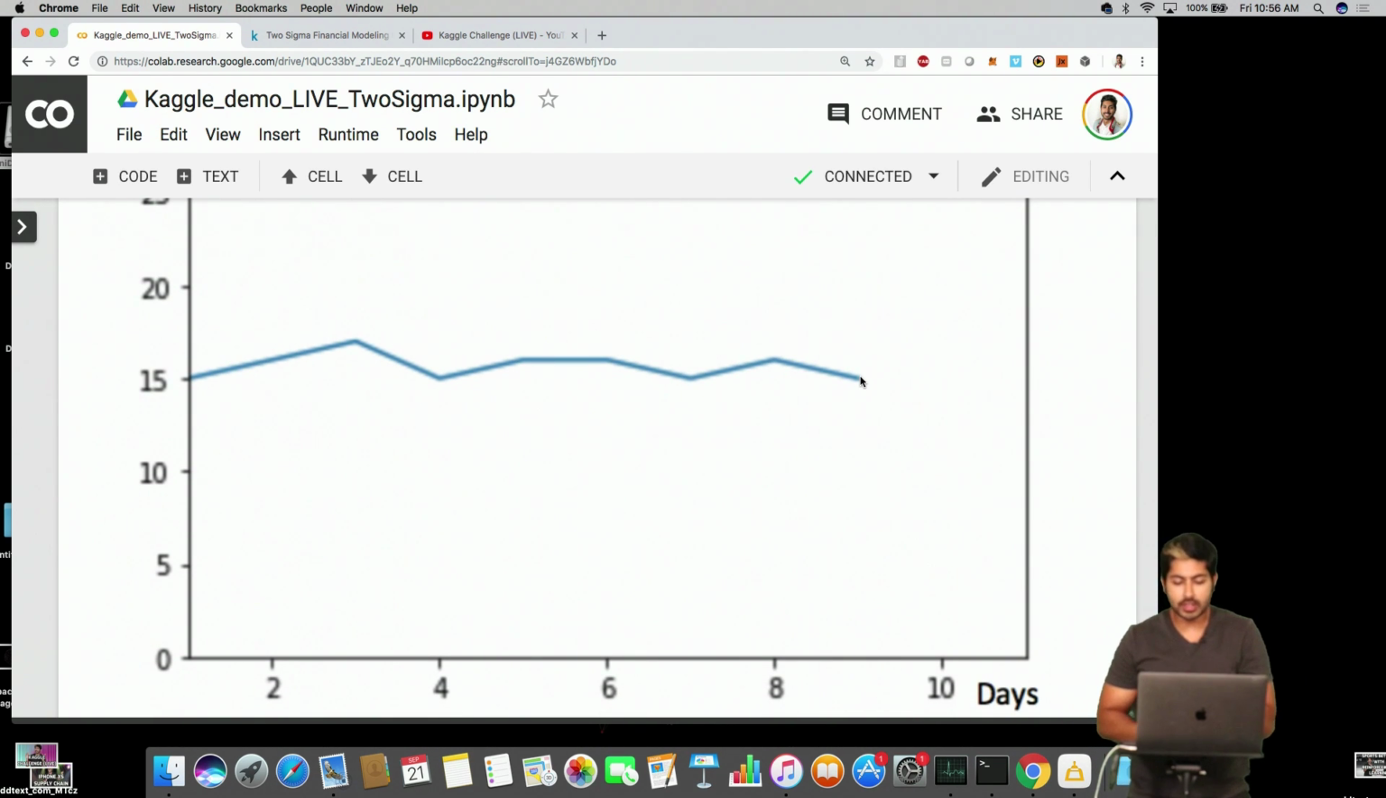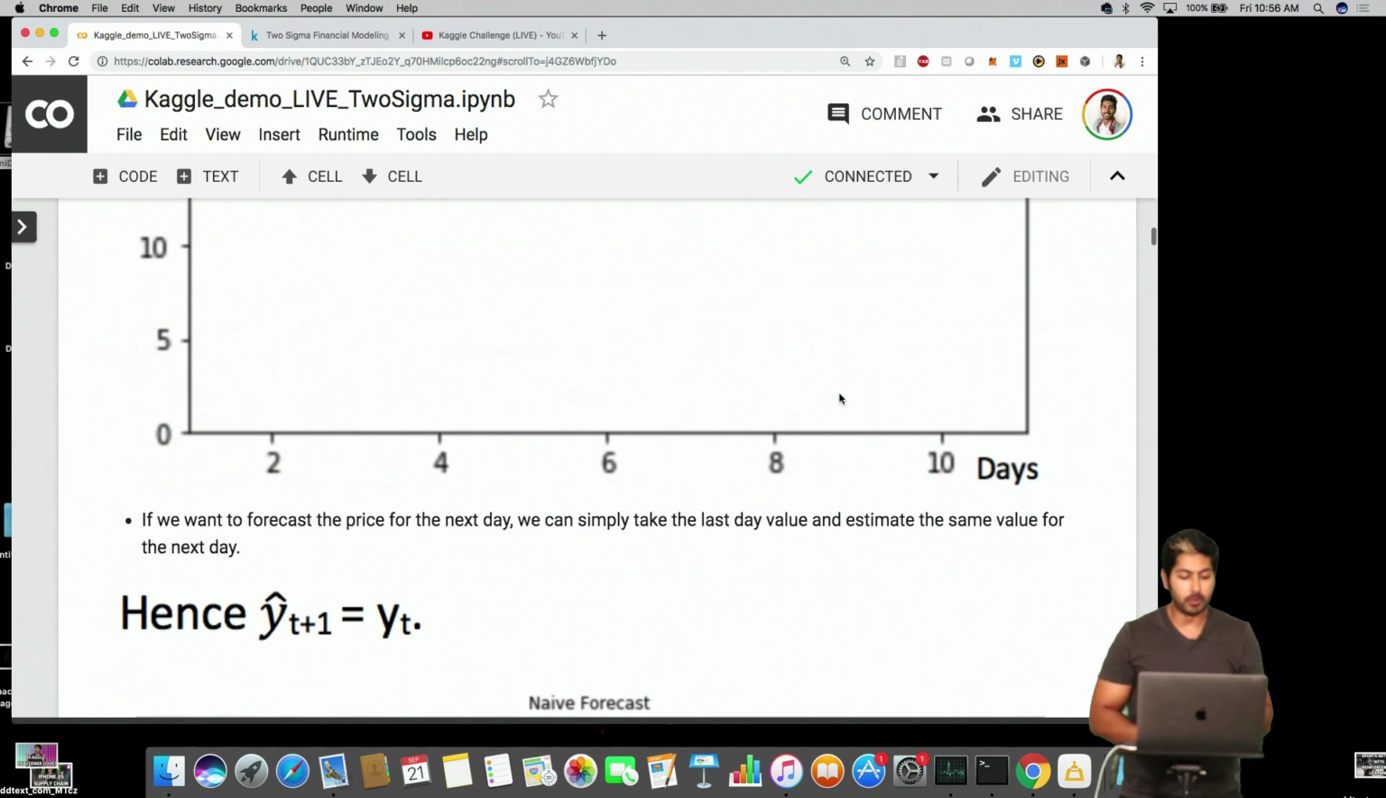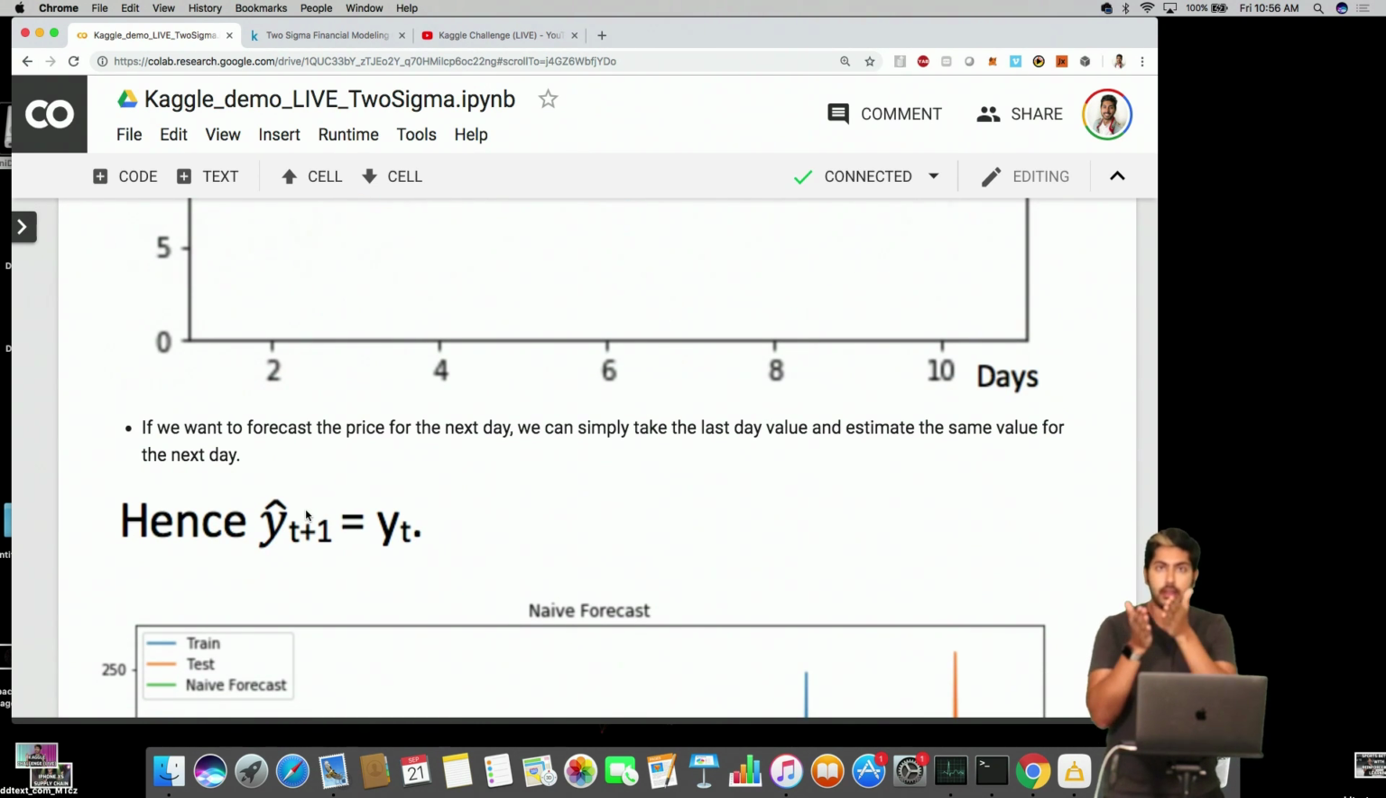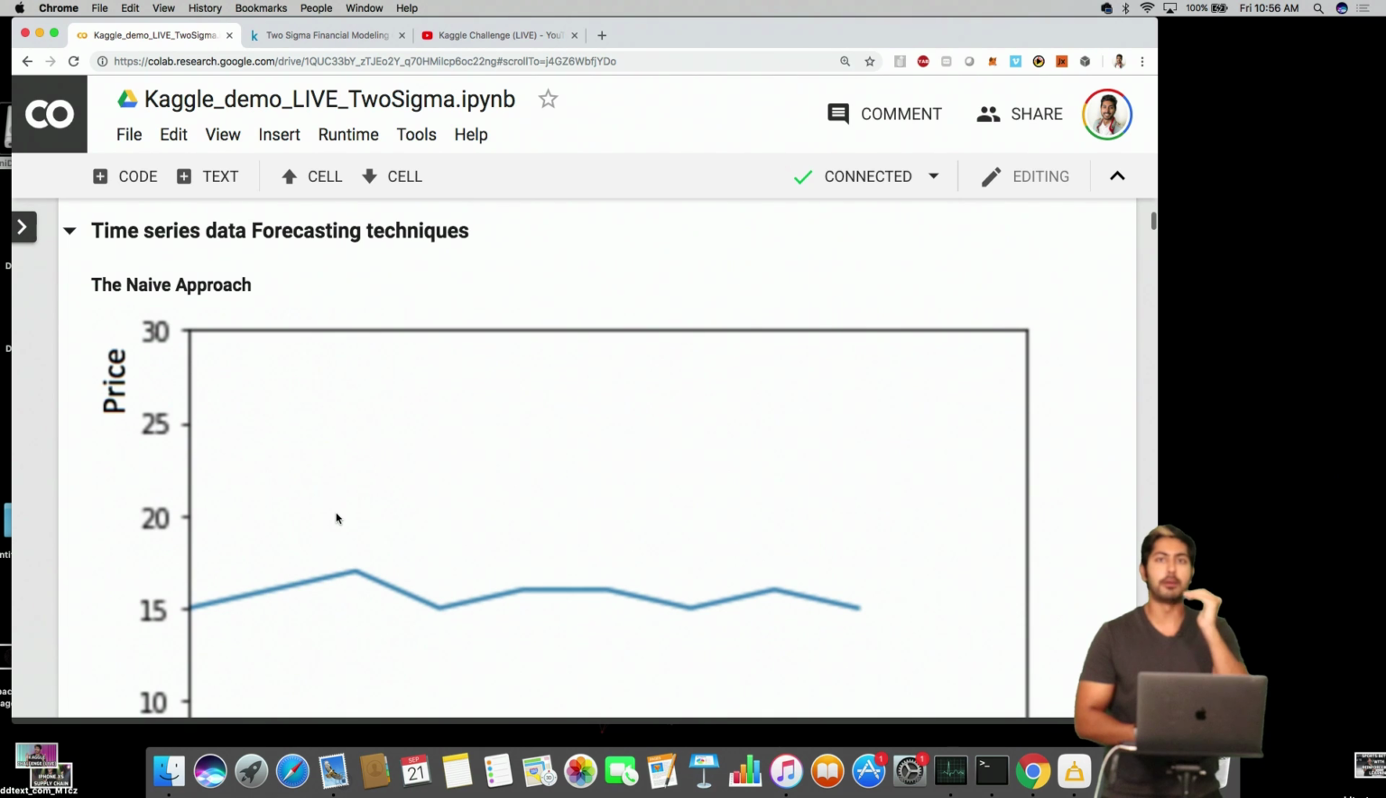That's it. So we're just going to say that the predicted variable, and here's the equation, is going to be the variable from the previous time step. That's it, right? That's the equation right there. And we would call this the naive approach, right?